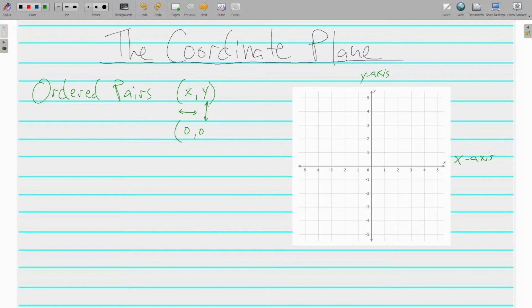So we always start, when we're plotting points, at a point called the origin. The origin is at 0, 0. It's right in the middle where the x-axis and the y-axis intersect. So again, that's called the origin, O-R-I-G-I-N, right in the middle.